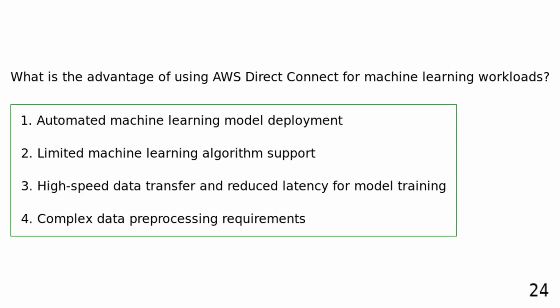What is the advantage of using AWS Direct Connect for machine learning workloads? Automated machine learning model deployment. Limited machine learning algorithm support. High-speed data transfer and reduced latency for model training. Complex data preprocessing requirements.